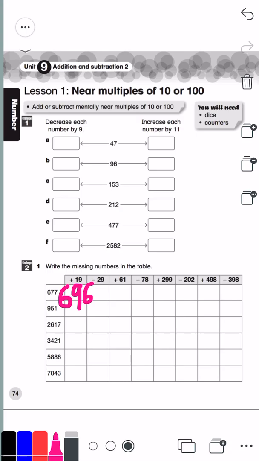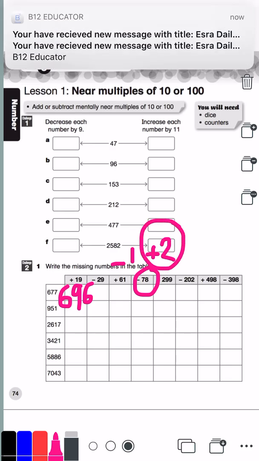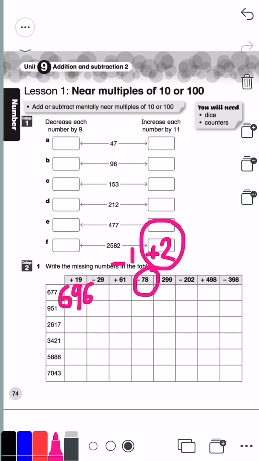So in addition again, if we subtract in the beginning to make it a multiple of 10, we have to add it to the total. If we add, we have to subtract it from the total. But in subtraction, if we add a number, we have to add it to the answer. And if we subtract, we subtract. That's it. Thank you so much.